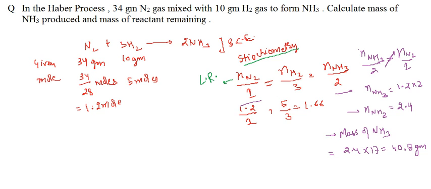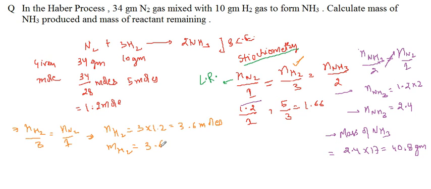Now further, how much mass of reactant is remaining? We should also know how much H2 has reacted. Moles of H2 by 3 should be equal to moles of N2 by 1, and we know moles of N2 is 1.2. So moles of H2 used is 3 into 1.2, that is 3.6 moles. Mass of H2 used is 3.6 multiplied by 2, that means 7.2 gram.